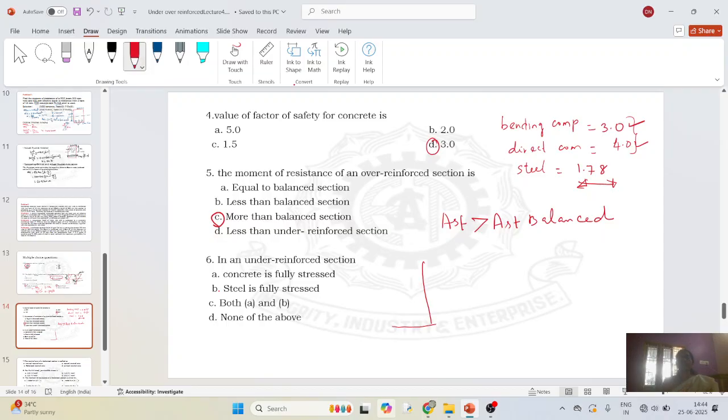So the first one is for concrete stress. This is for steel, sigma ST. So concrete is fully stressed, steel is fully stressed. For under-reinforced section, the steel fails first. Steel only reaches its permissible stresses. The maximum permissible stress is reached by steel first. So the answer is the steel is fully stressed.